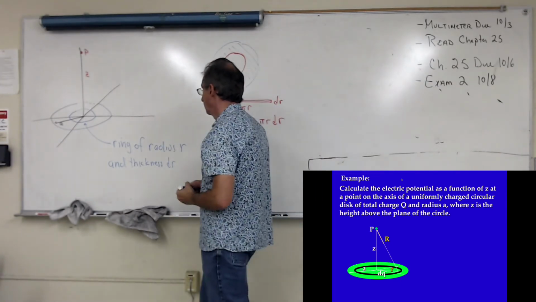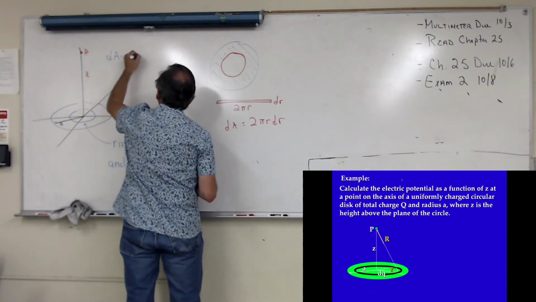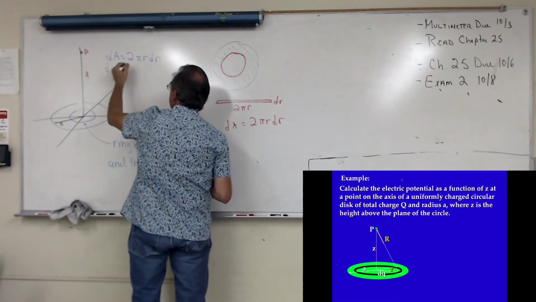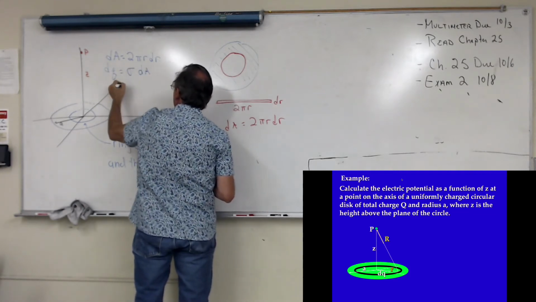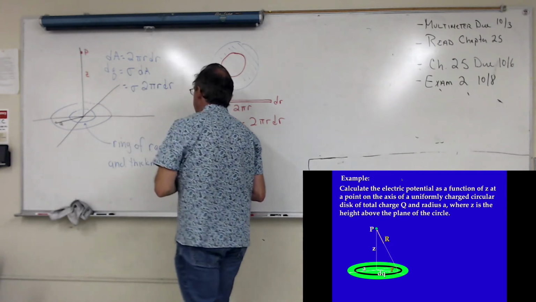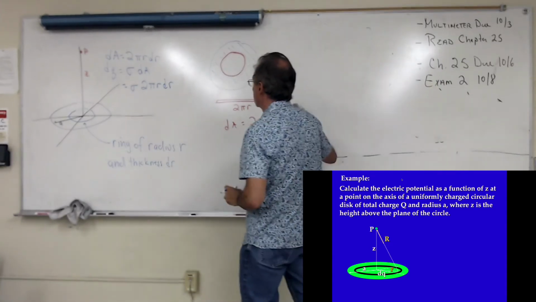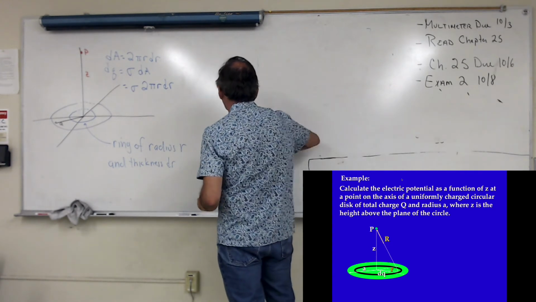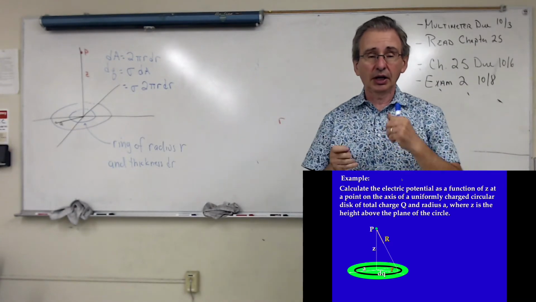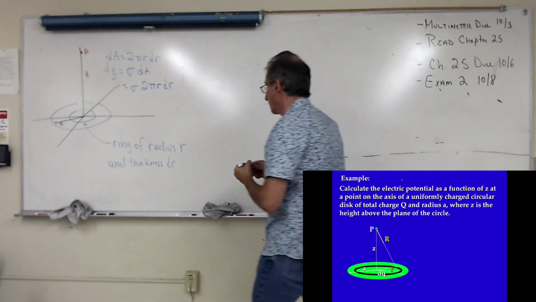Okay. dA is 2 pi r dr. dq is sigma dA. Sigma times 2 pi r dr. And I can calculate sigma because I know the total charge is Q. I know that sigma is uniform. So Q over the area of the disk is my charge density.